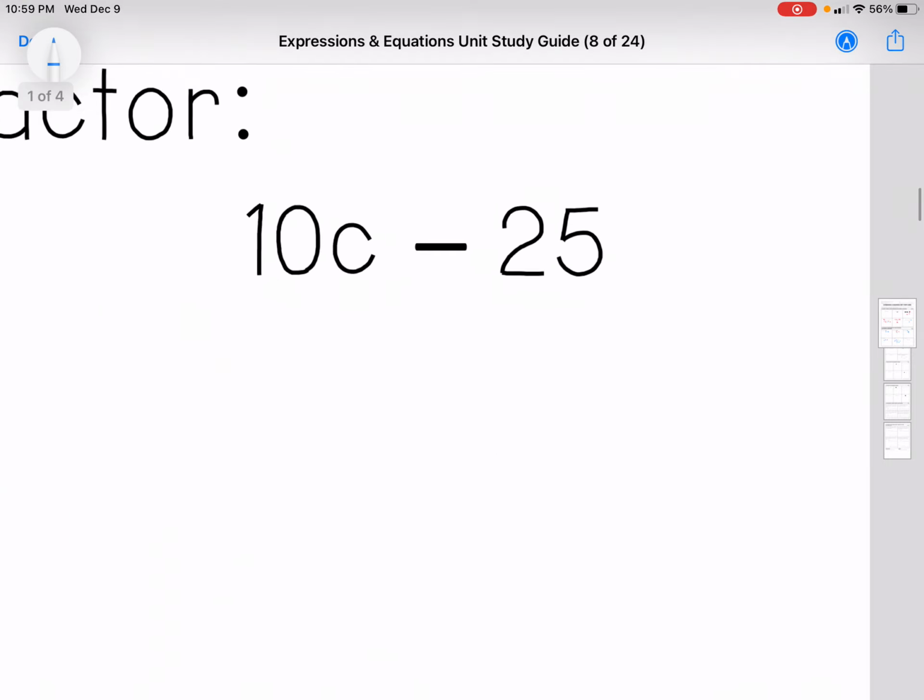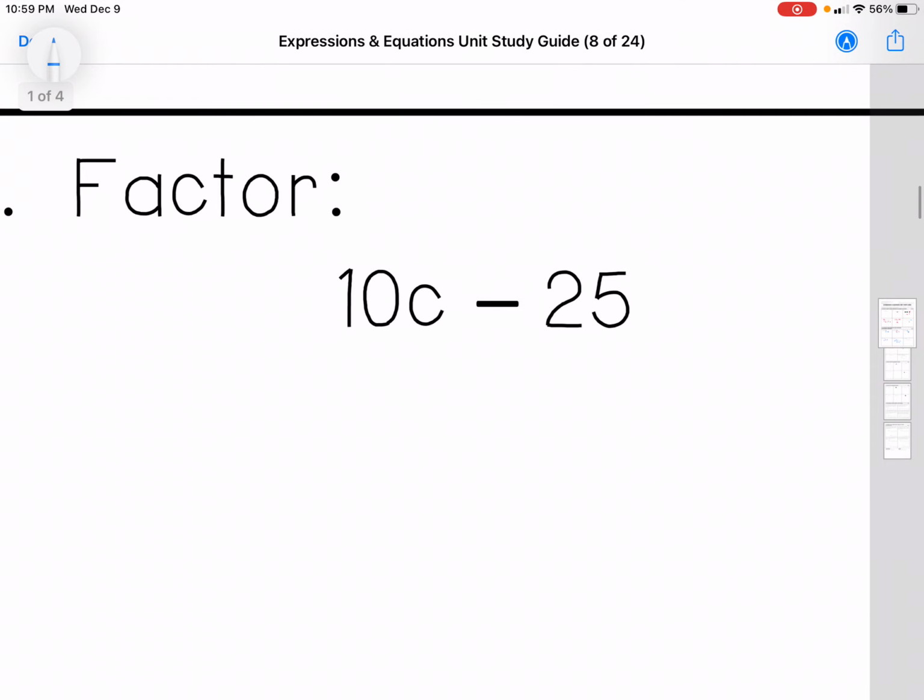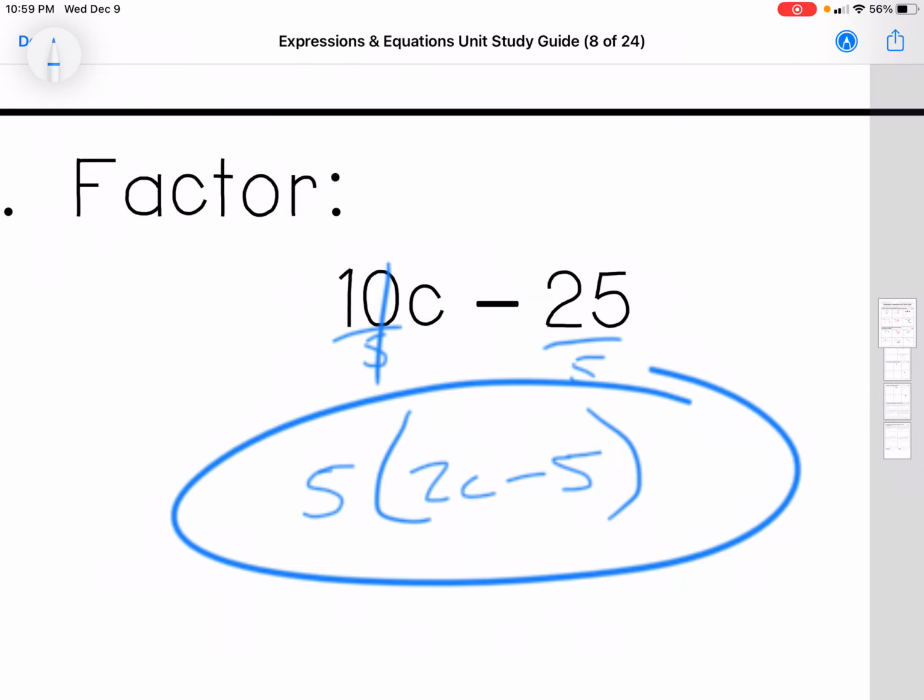All right, once again, it says factor. What can we take out of both of those? Yes, a 5, that's right. Divide that by 5. What are you left with? 2c. Take out 5 there. What are you left with? -5. Okay.